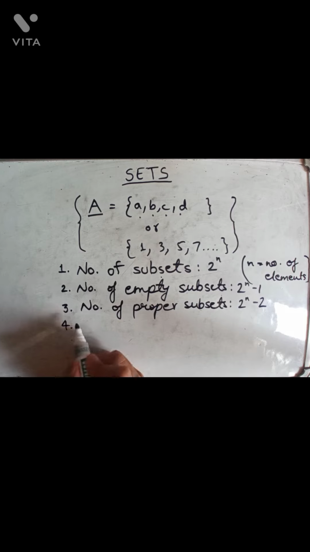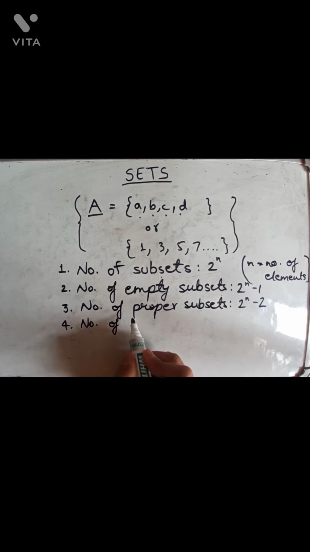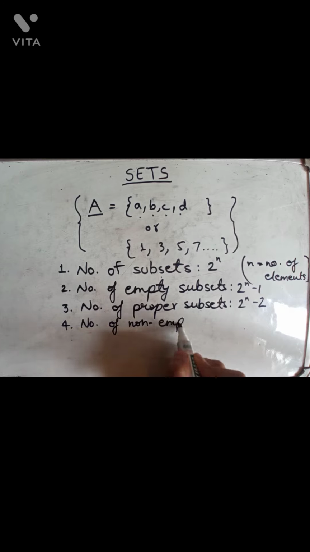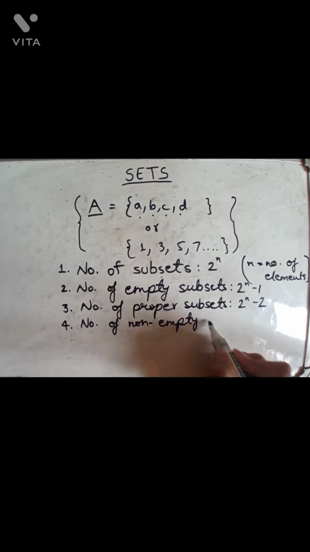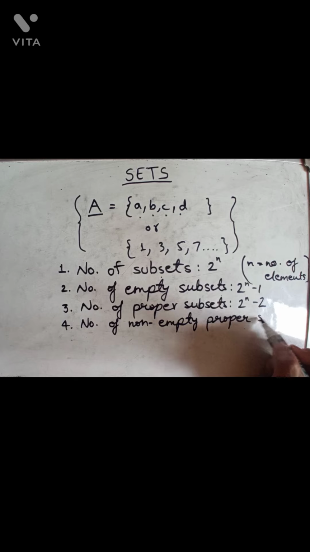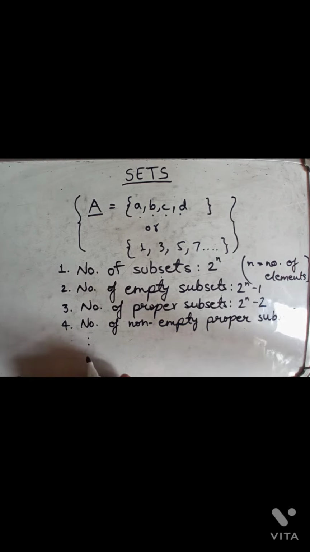Another thing is the number of non-empty sets, or non-empty proper subsets. This amount will be equal to 2 to the power n minus 2.